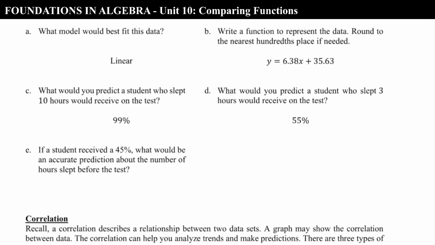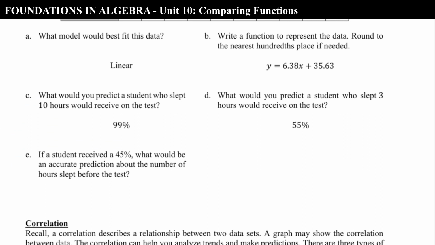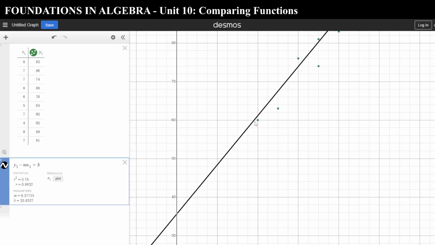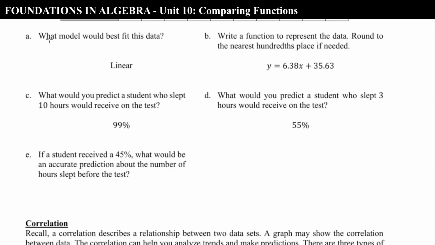All right. And then if a student received a 45, what would an accurate prediction about the number of hours slept before the test? So here you could plug in 45 for your y, or again, go back to our graph, and we're looking for the y value that is 45. And so here we are, about 45 here. So we're looking at about an hour, 0.47, so we're going to round that to 1.47.